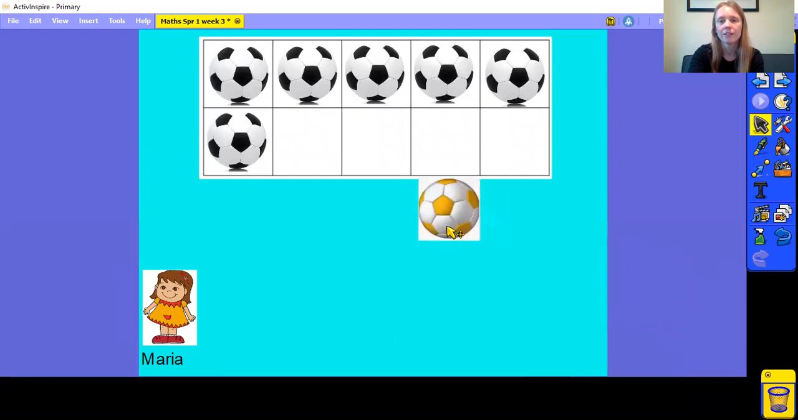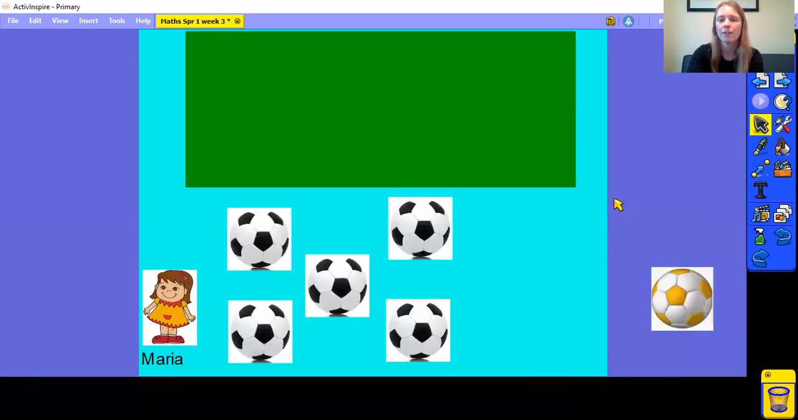Then she had 1 more. Now how many footballs does she have? Let's count them all to find out. 1, 2, 3, 4, 5, 6, 7. Now Maria has 7 footballs altogether.